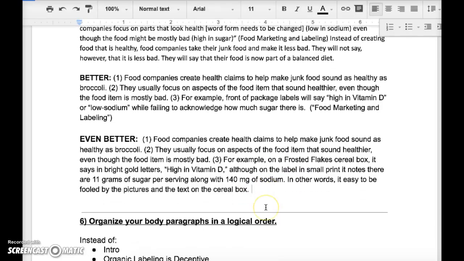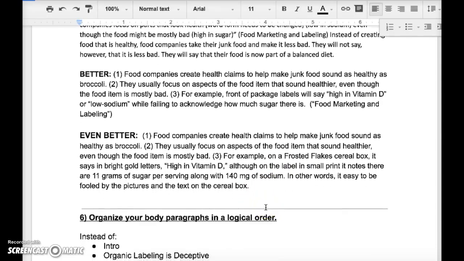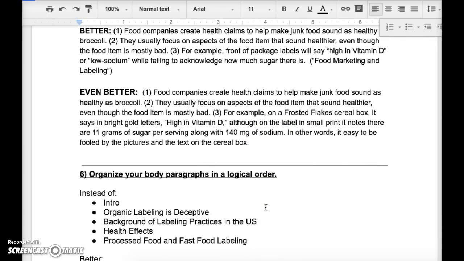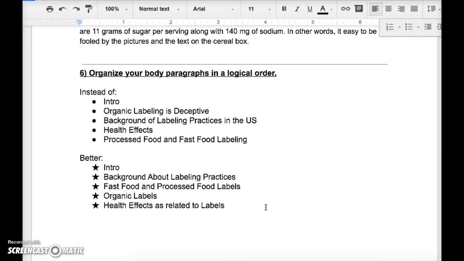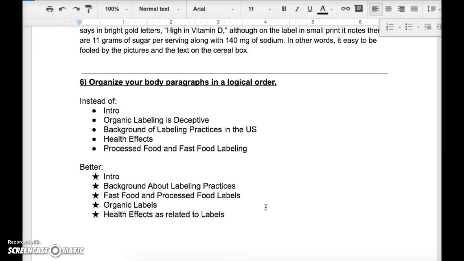And then I'd want to follow up with another sentence that then maybe leads me into the next idea or into the next paragraph even. So keep that in mind when you organize your body paragraphs. And the last thing I wanted to touch on was the order of your body paragraphs in your research paper.